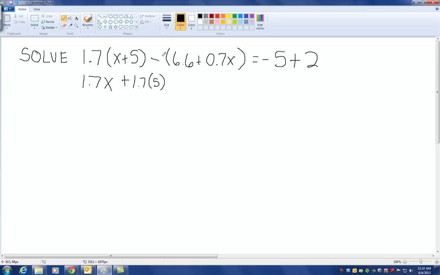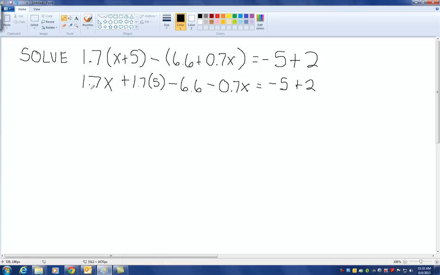We have this negative sign that can be distributed through. Think of it as multiplying the whole thing by -1. So the negative sign can just be distributed through. So we have negative 6.6 and negative 0.7x. So this negative goes through to both of these items inside the parentheses. And then we have -5 plus 2 again. This negative stays just with the 5 because there's no parentheses grouping the 5 and the 2 together, right?